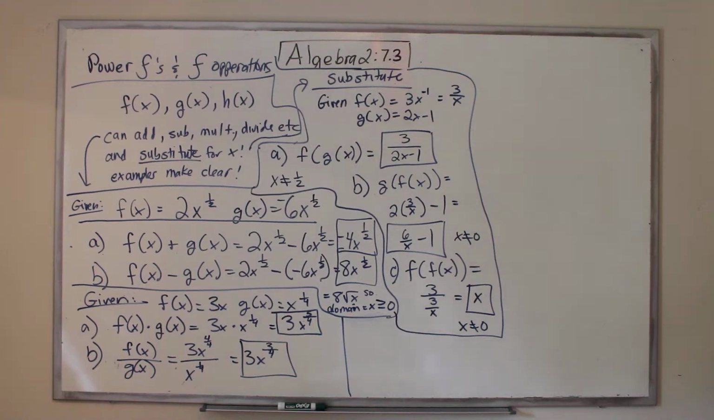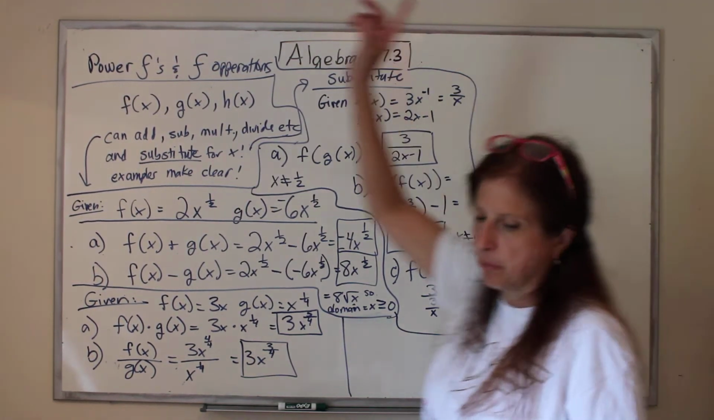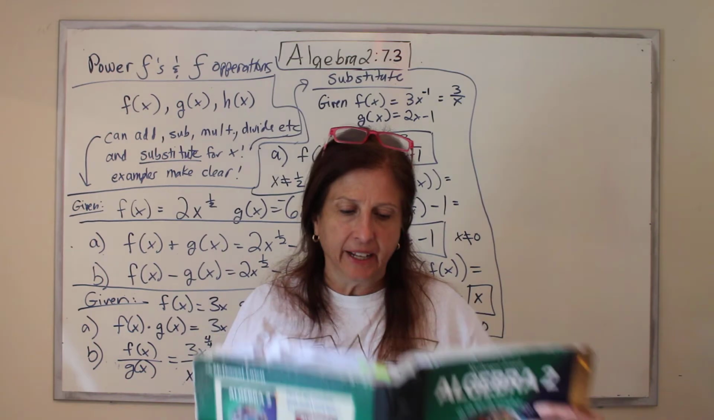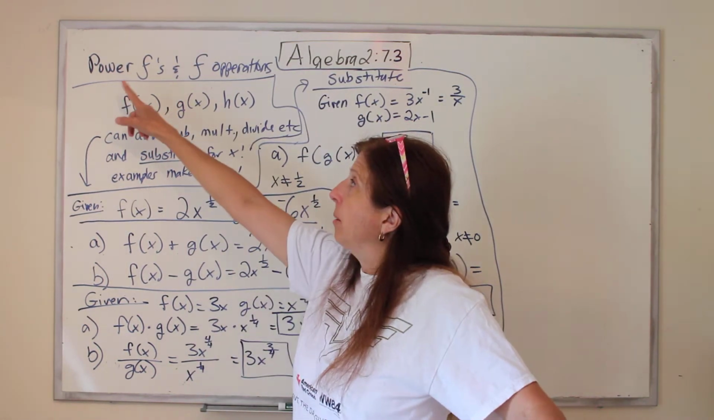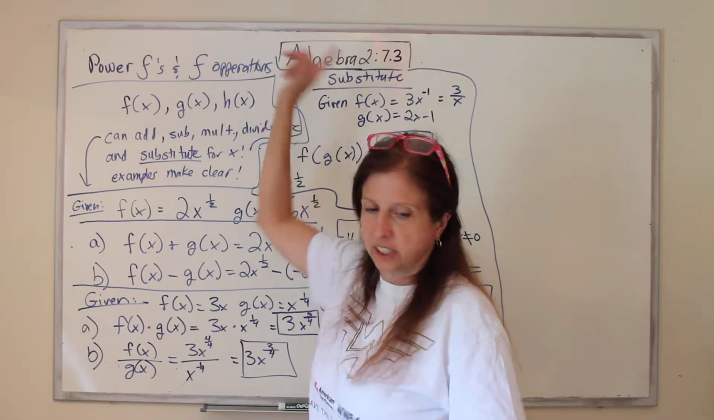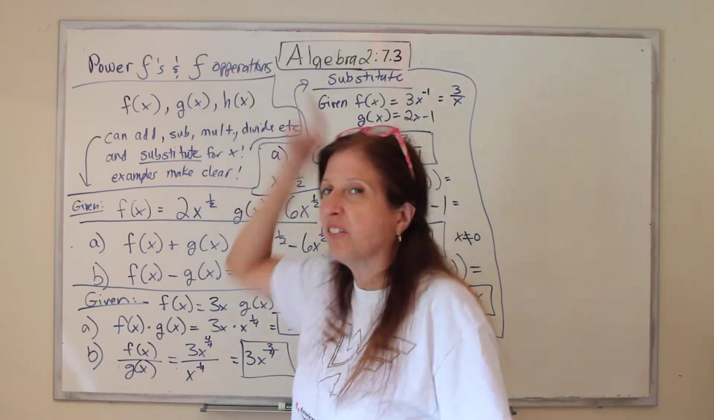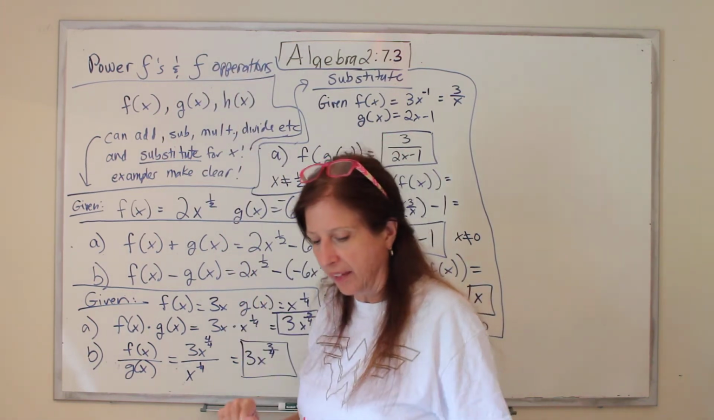Welcome back to Algebra 2, Chapter 7, Section 3 in this book. We're talking about power functions and function operations. So I'm using the curvy F for function because I'm cool like that.